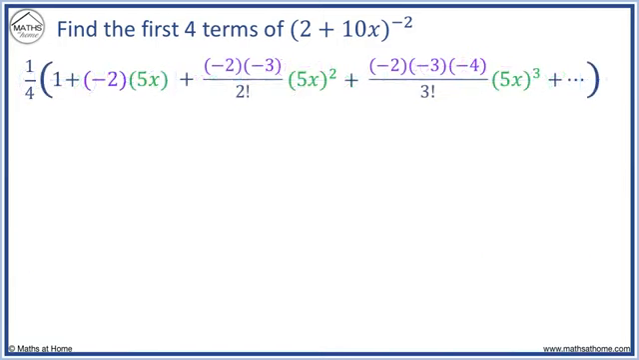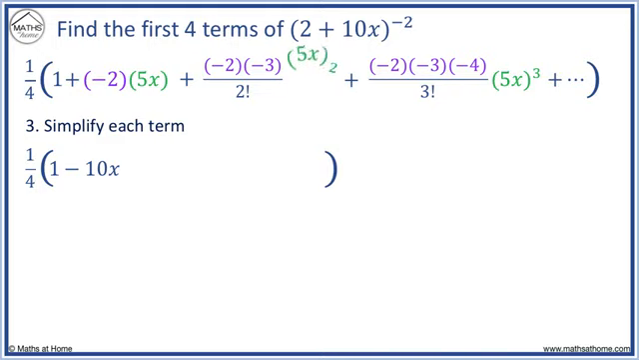Now we just take this expansion and simplify each term, leaving the quarter outside for now. 1 is 1. -2 times 5x equals -10x. -2 times -3 divided by 2 factorial times 5 squared equals 75, and we have x squared. -2 times -3 times -4 divided by 3 factorial equals -4, and multiplied by 5 cubed equals -500. We have x cubed.